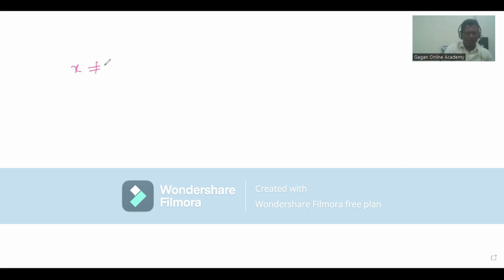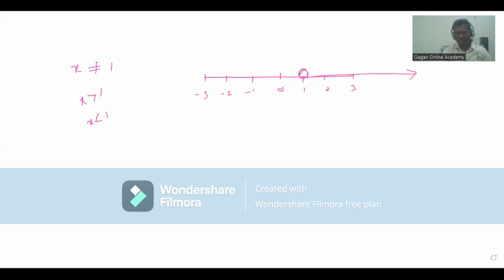X not equal to 1, right? Now here 0, 1, 2, 3, and so on, minus 1, minus 2. X not equal to 1. So here is 1. It must not be included, so we have to write an open circle. X not equal to 1 means either x must be greater than 1 or x must be less than 1. That means we take values greater than 1 and less than 1, but we don't take this 1 into consideration.